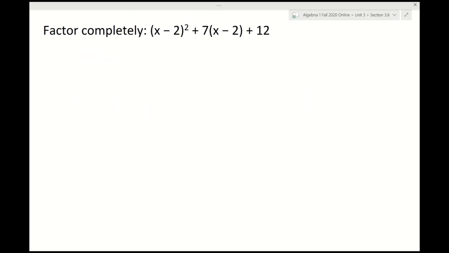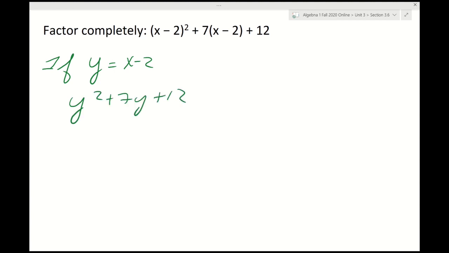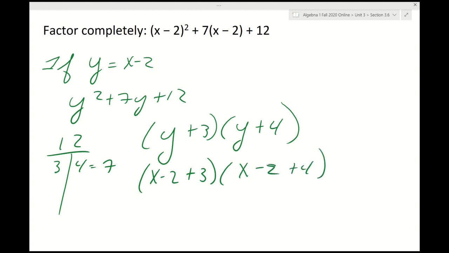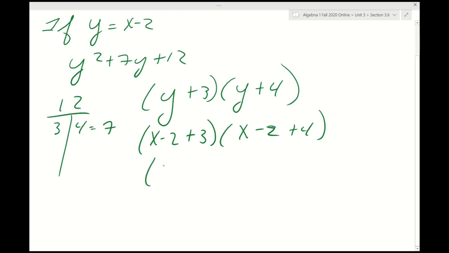Now if I have something like this, if I say y equals x minus 2, then I can write this as y squared plus 7y plus 12. If I look at the factors of 12, 3 and 4 add to 7. So I have y plus 3, y plus 4. Well, y is really x minus 2. And I can clean these up because negative 2 and positive 3 give me a 1. And negative 2 and a 4 give me a 2.